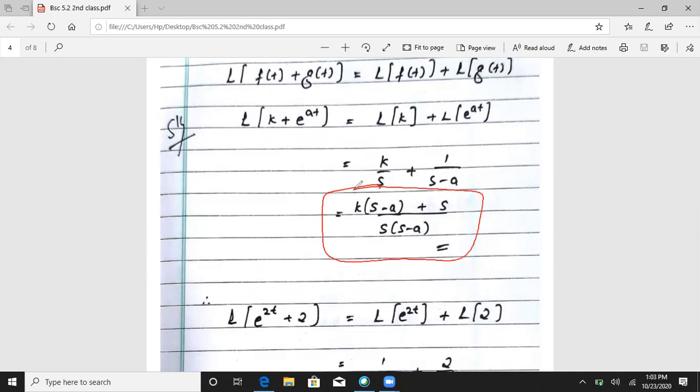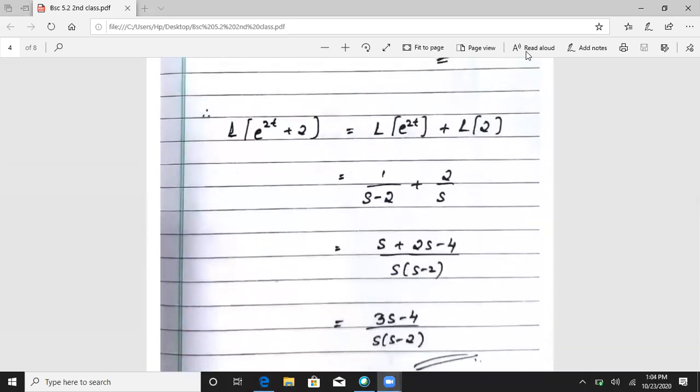So when we cross multiply this function, the s minus a, it goes k into s minus a, then the s function goes here. It is 1 into s, and the denominator is s into s minus a as it is. Okay, this is your resultant value, the Laplace transformation of k plus e to the power at. You have to remember all these functions. These are standard formulas, and they may be used in your next problems.